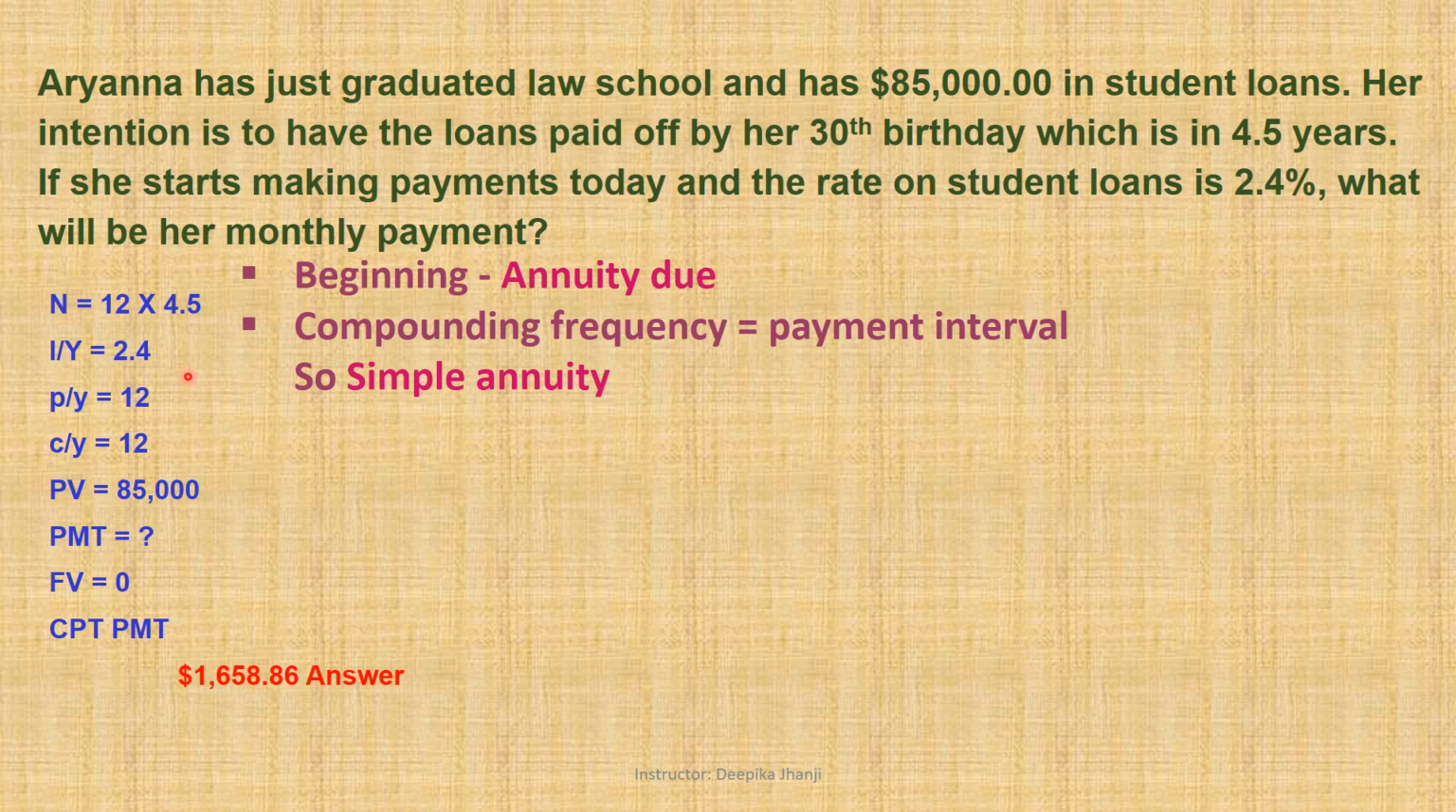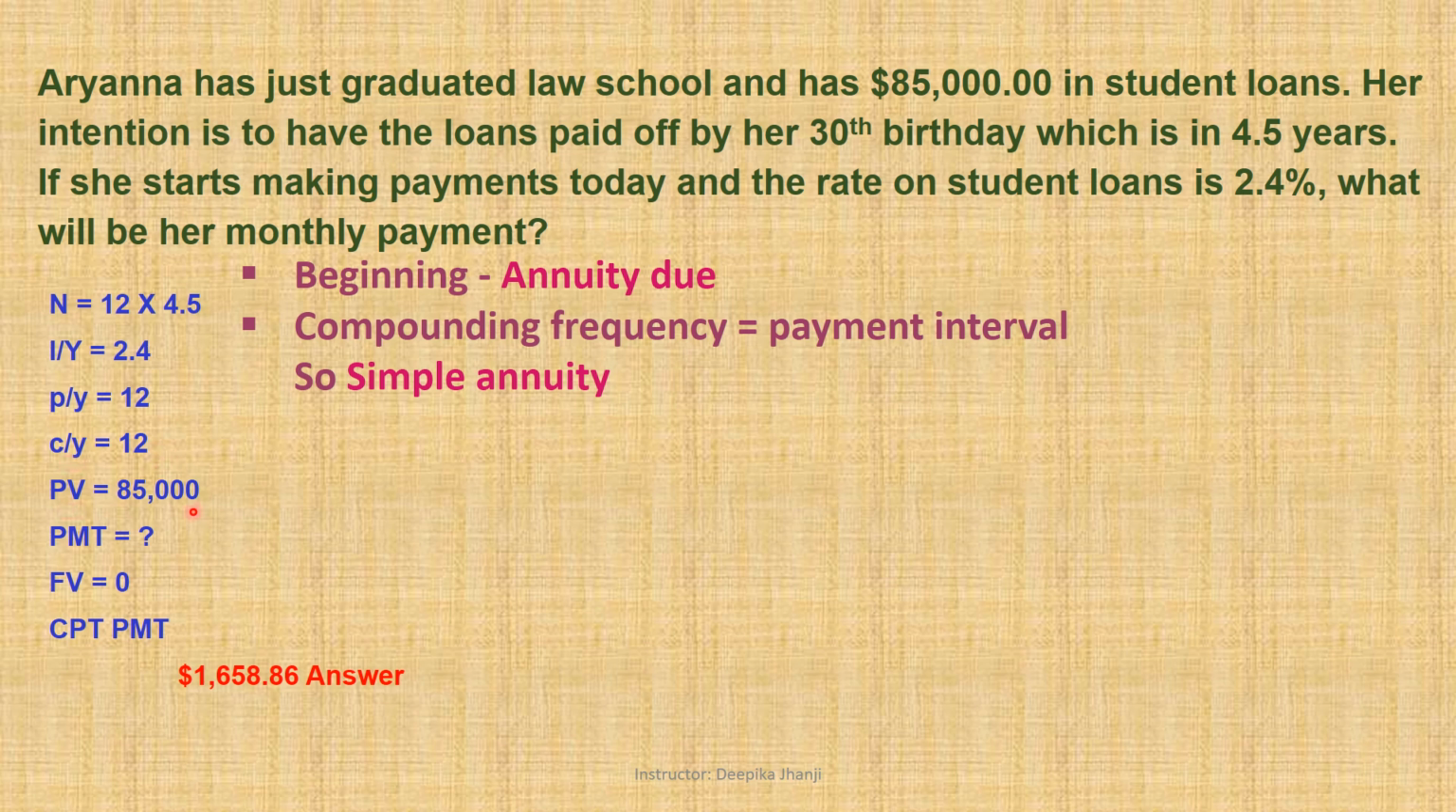Now let's write down the values of all the variables. N is 12 payments in a year times 4.5 years. Then IY is 2.4. Now using shift key, you will enter payments per year, which is 12. Then use down arrow key to enter compoundings per year, which is again 12.